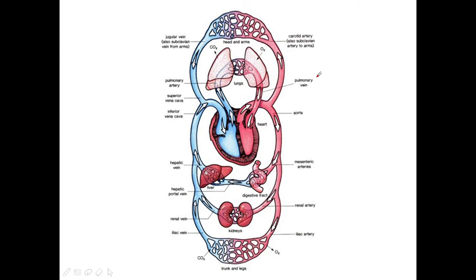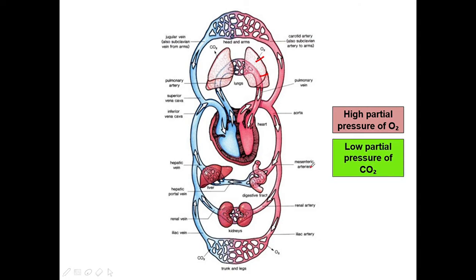Okay, so this shows the gas exchange that occurs between the lung capillaries and the blood. So the blood that leaves the lungs through the pulmonary vein has a high partial pressure of oxygen and a low partial pressure of carbon dioxide.